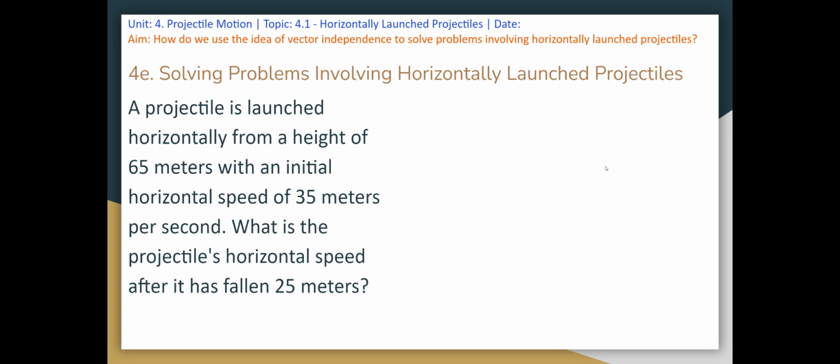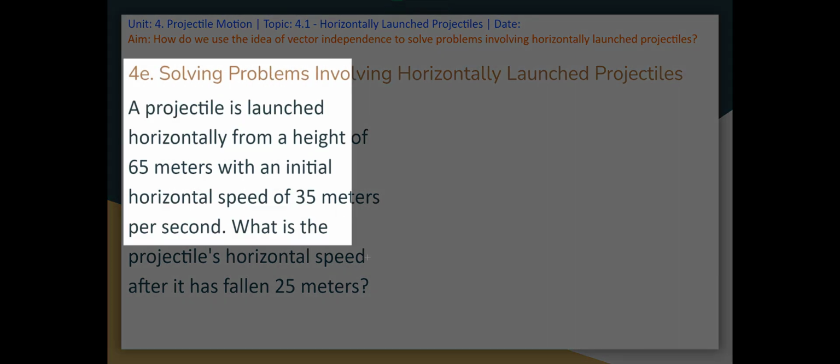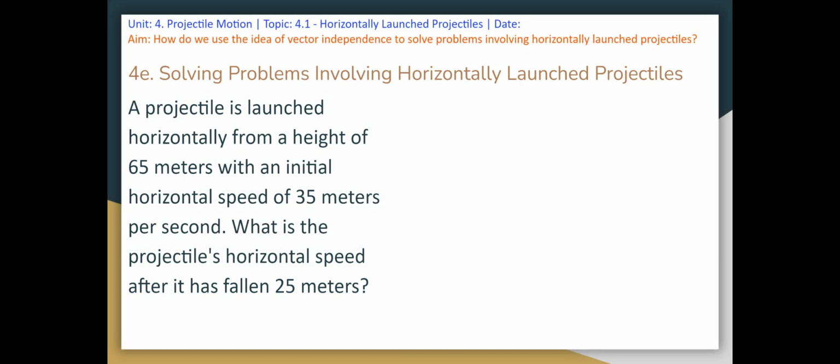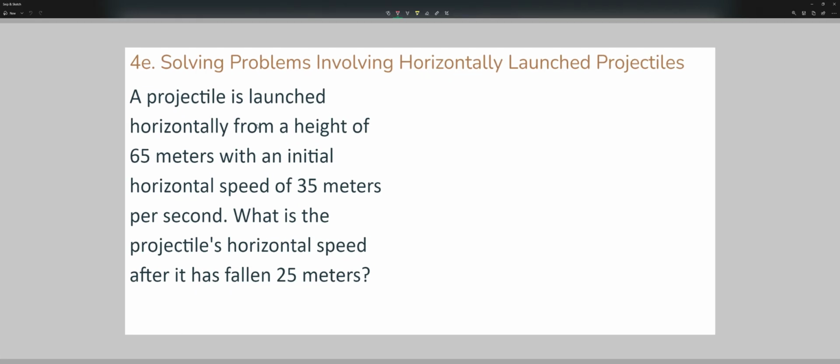Okay. So let's do 4e. 4e is a conceptual question. It says projectiles launch horizontally from a height of 65 meters, right? So this is 65 meters, launched horizontally at 35 meters per second. And they want to know, after it's fallen 25 meters, so probably somewhere around here, at this point, what is my velocity at this point right here?